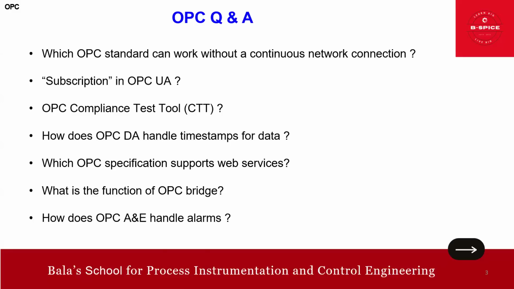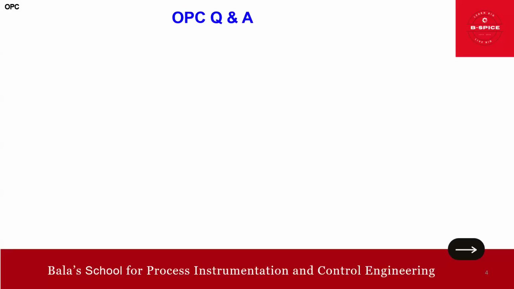How does OPC A&E handle alarms actually? It handles alarms by notifying the client when an alarm state changes. It provides detailed information about each alarm, including its source, message, severity, and state. This is how it actually handles it. Okay, good to go.